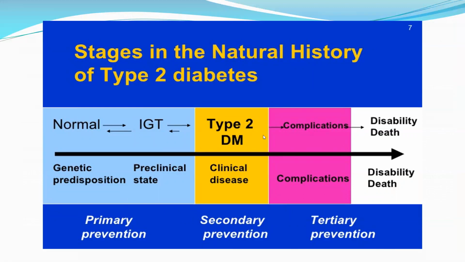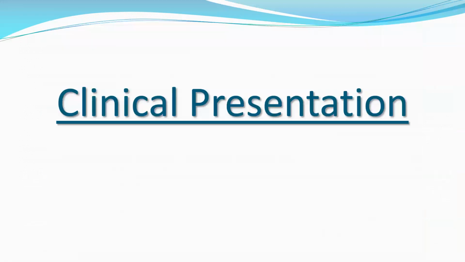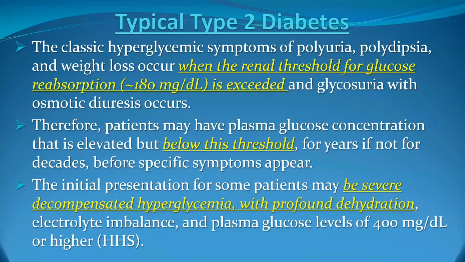Tertiary prevention is when complications have already occurred, but we take measures so that these complications will not repeat themselves, which is called tertiary prevention. What is the clinical presentation of type 2 diabetes?